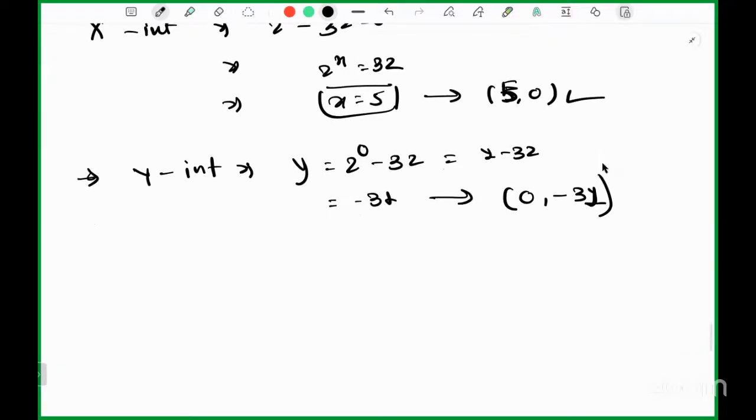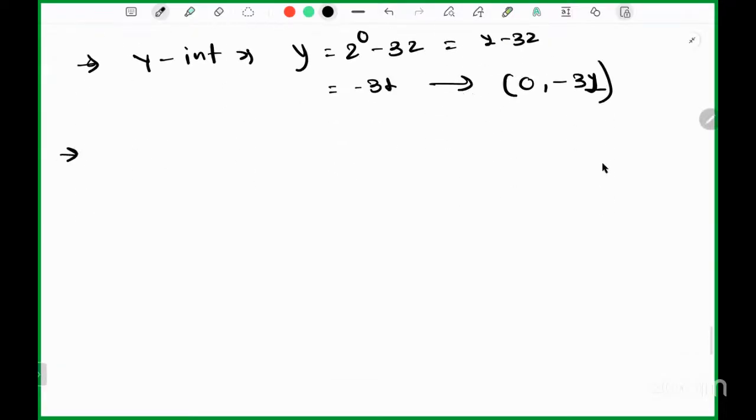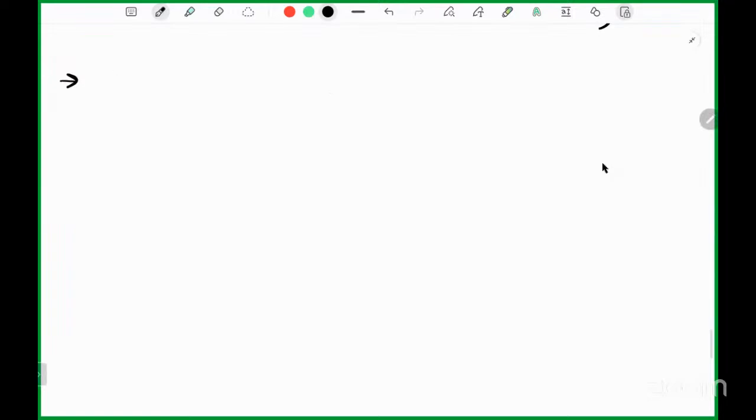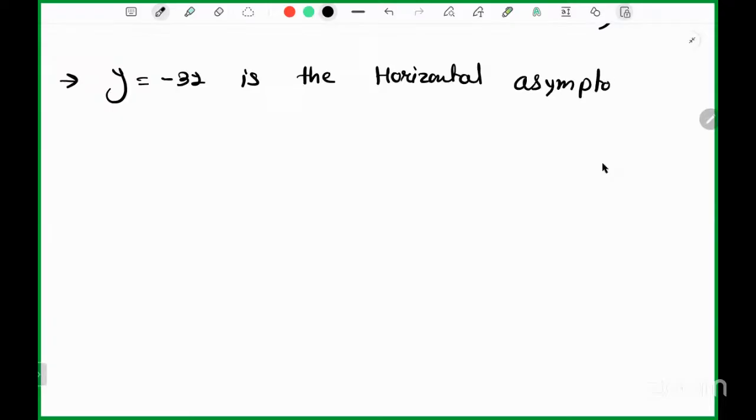Okay. Now the next option is asymptote. I haven't discussed this asymptote, right? So y equals minus 31 is the horizontal asymptote. So basically we can find the asymptote by putting x equals 0. Oh, by the x-intercept. No, the y-intercept. Yeah, so not the y-intercept actually.